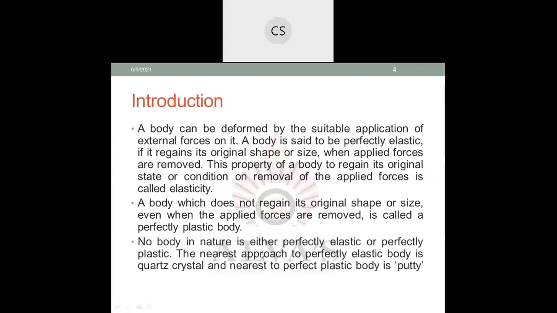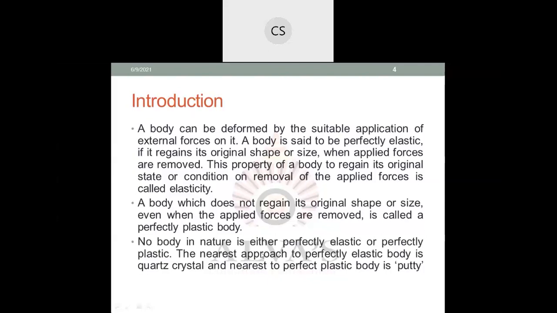All right. So therefore, no body or material in nature is either perfectly elastic or perfectly plastic. The nearest approach to a perfectly elastic body is quartz crystal. Its Young's modulus, so modulus of elasticity, is very high. It's difficult to deform, but of course it can also be deformed. So therefore, generally we take the nearest to a perfectly elastic body as quartz crystal, and a perfectly plastic body is putty. If you deform it, it will not regain its original shape or size. Okay, original shape or size.